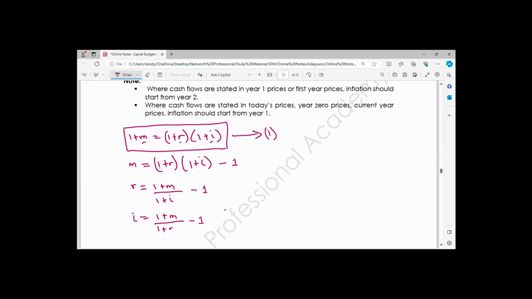Rule number 3 states that money cash flow should not be used for real cost of capital. Rule number 4 states that real cash flow should not be used for money cost of capital. Those are the 4 common rules.